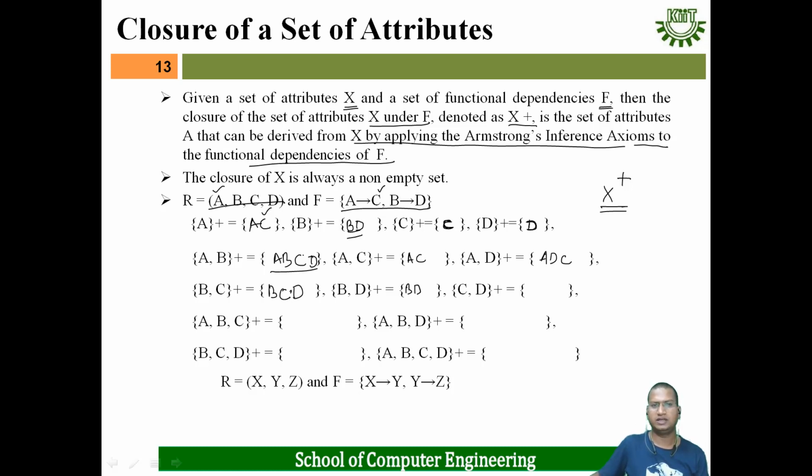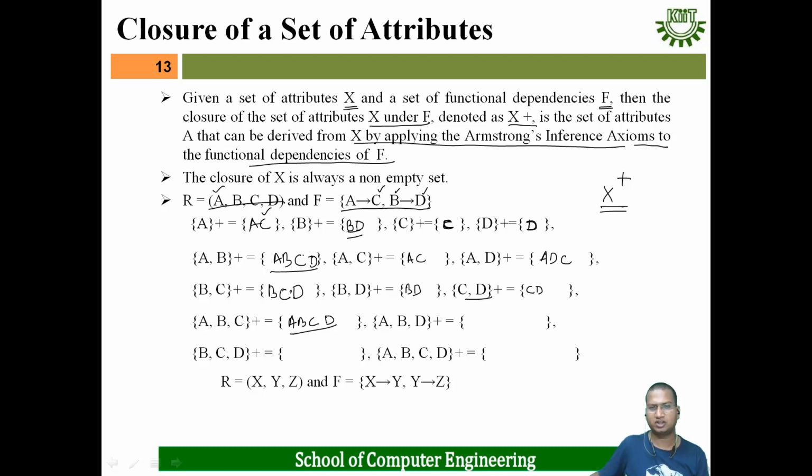First, we have to write BD. B, D, then from here can any other attribute be inferred? No. Then CD closure, first we have to write CD, C and D. Can any other attribute be inferred? No. Then ABC closure, first ABC will come, and from B we can derive D. That means all attributes are derived, so ABC closure is equal to ABCD.